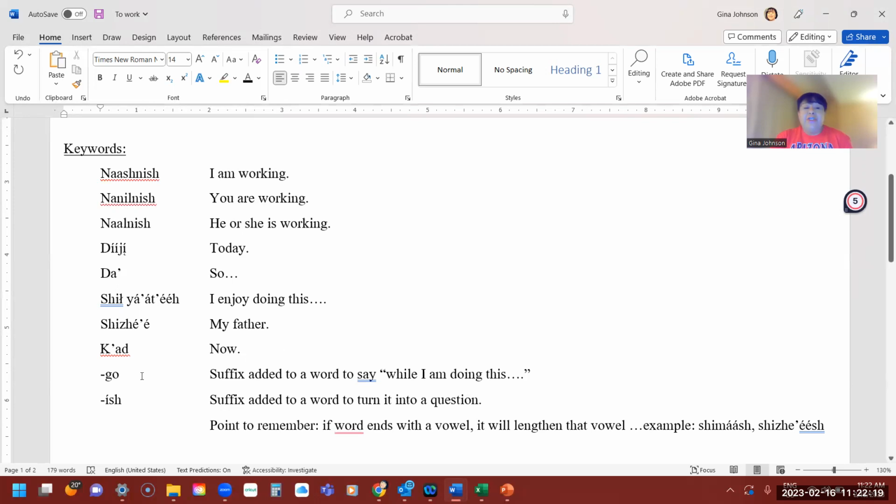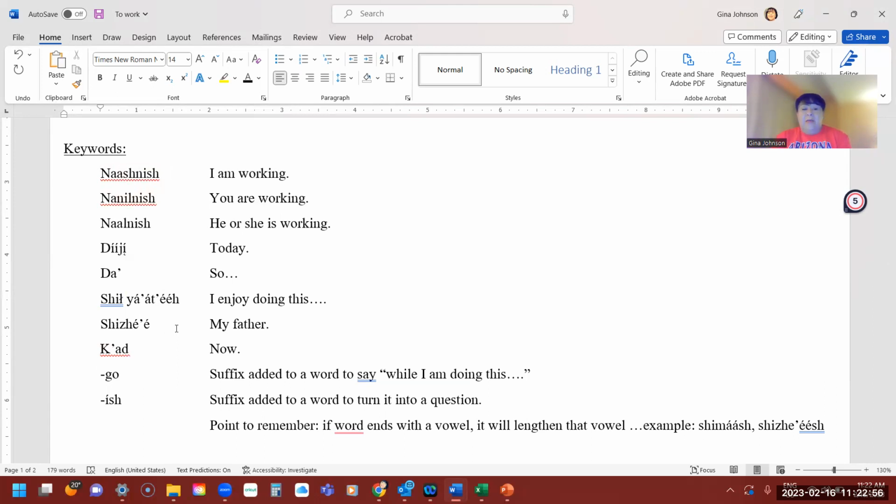And then the last two are suffix terms. They're suffix terms that you add. So this one, go, you add it to a verb to indicate that you put the emphasis on "while I'm doing this." So for example, I'm using noshnish as your verb today. If I added that go to noshnish, I'll be saying, while I'm working.